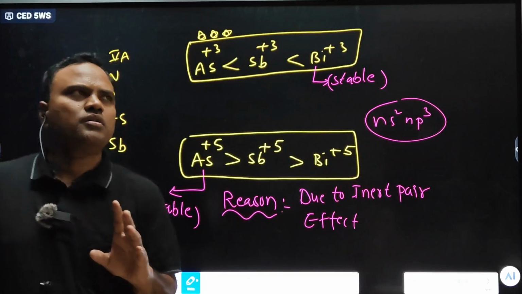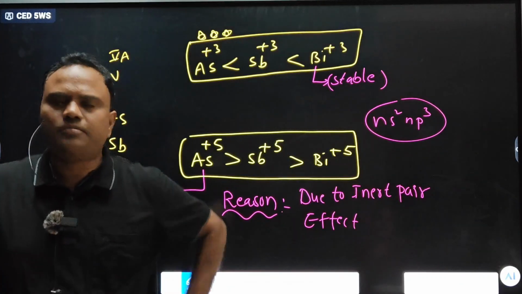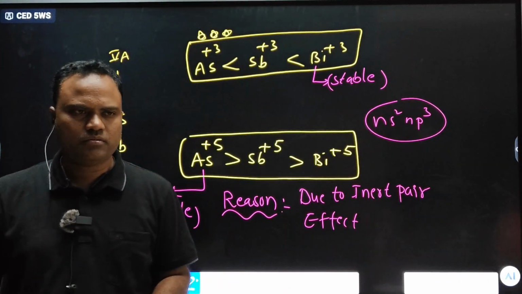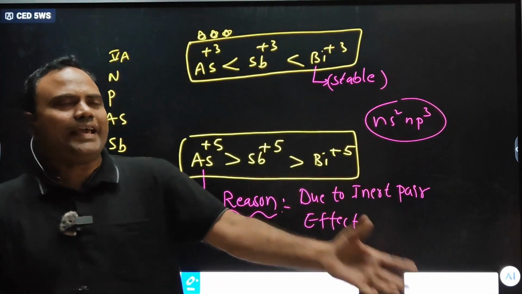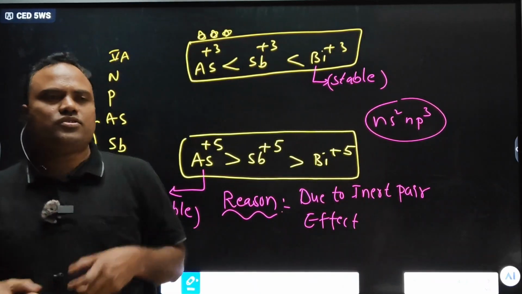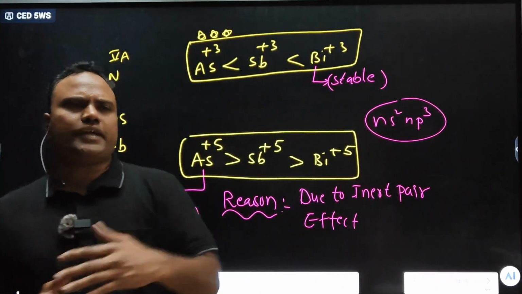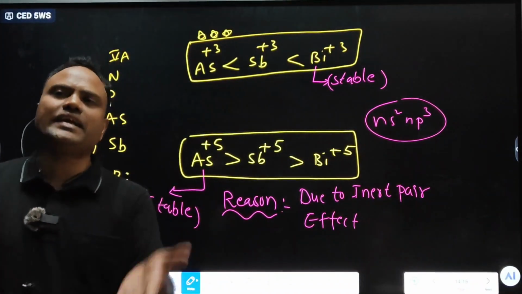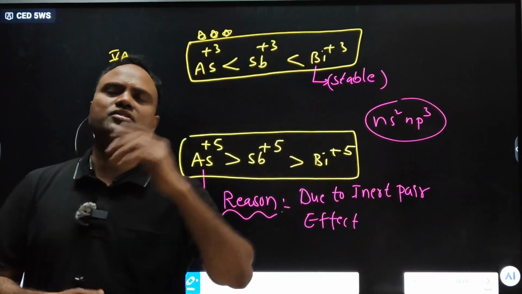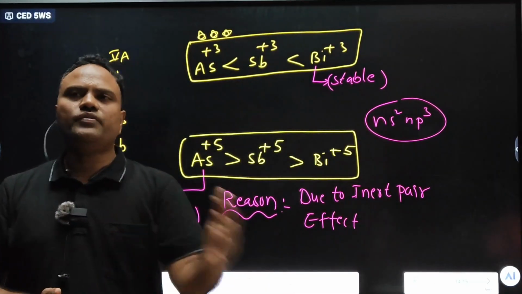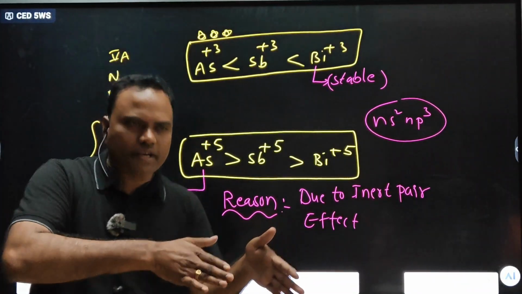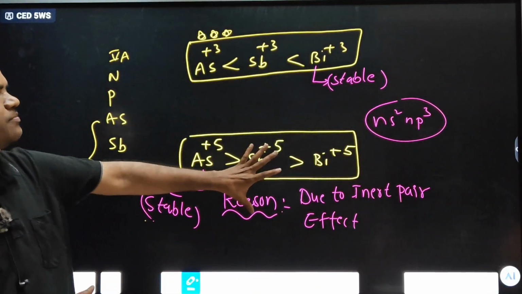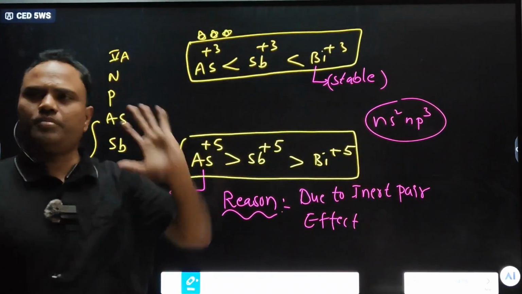For example, you are in an elite section, right? If you sit in an elite section, then you will feel stable and comfortable. If I make you sit in another section, then what will you do? You will feel unstable. You will always try to go back to the elite section only, because you feel comfortable and stable there. You won't feel comfortable or stable elsewhere. Clear? For bismuth, which form is the stable form? Plus 3.